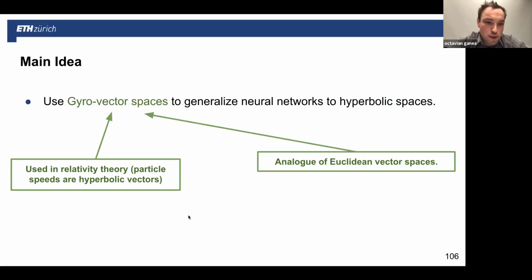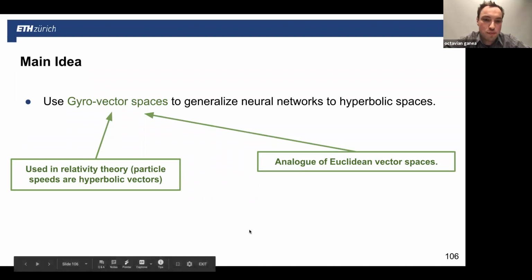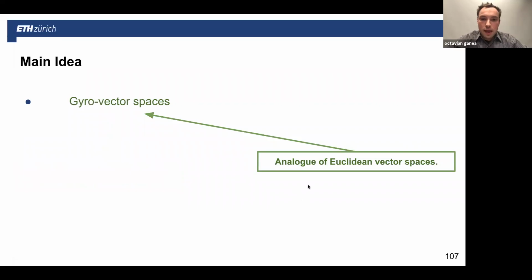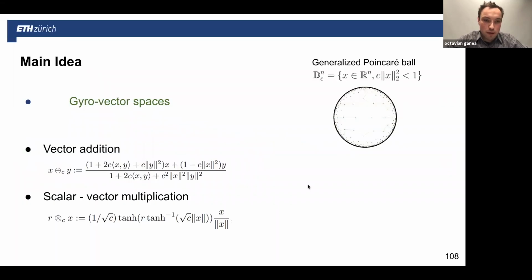These gyrovector spaces are used in relativity theory because particle speeds are also hyperbolic vectors. Why is this? If you add two speeds, then they should never exceed the speed of light. So the speed of light, if you want, is like the radius of this Poincaré ball. All the speeds have to lie inside the hyperbolic space of this specific radius. And the gyrovector spaces provide an analog of Euclidean vector spaces. So let's briefly talk about them.